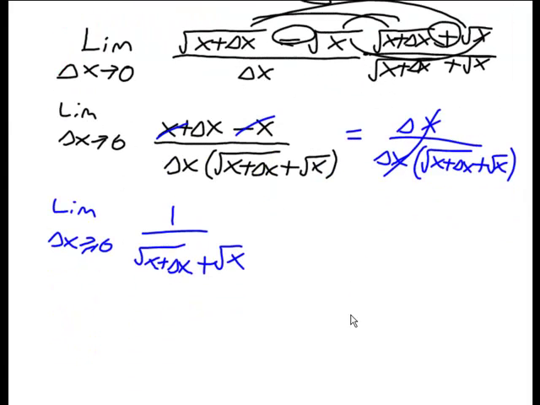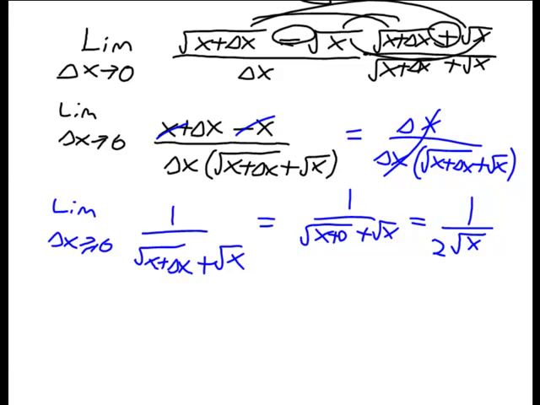And what does that do for us? Well, we can just plug delta x equals 0 in for that, and we'll get 1 over the square root of x plus 0 plus the square root of x, which simplifies to 1 over 2 square roots of x. And that will be our limit.